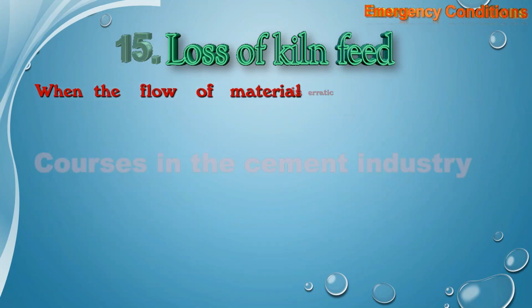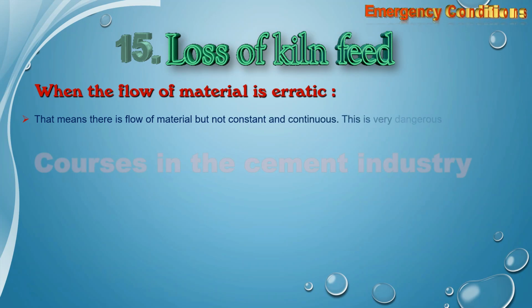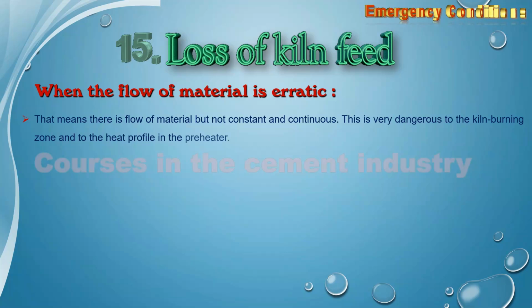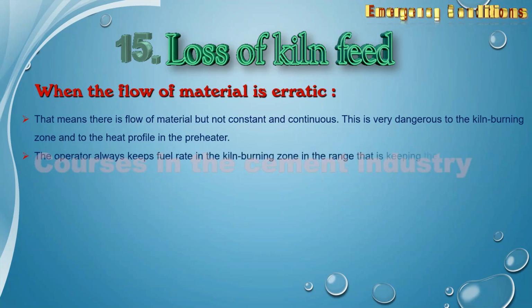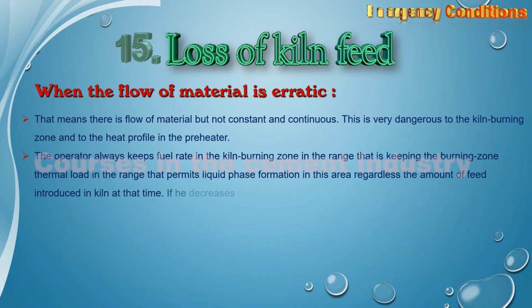When the flow of material is erratic, that means there is flow of material, but not constant and continuous. This is very dangerous to the kiln burning zone and to the heat profile in the preheater. The operator always keeps the fuel rate in the kiln burning zone in the range that keeps the burning zone thermal load in the range that permits liquid phase formation in this area, regardless of the amount of feed introduced in the kiln at that time. If he decreases this fuel rate, the kiln can cool down.